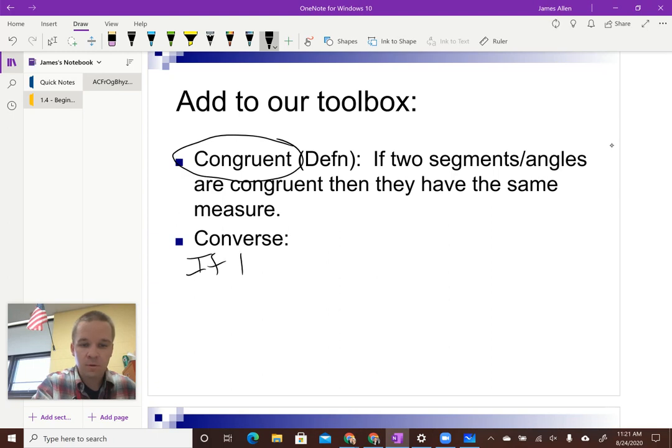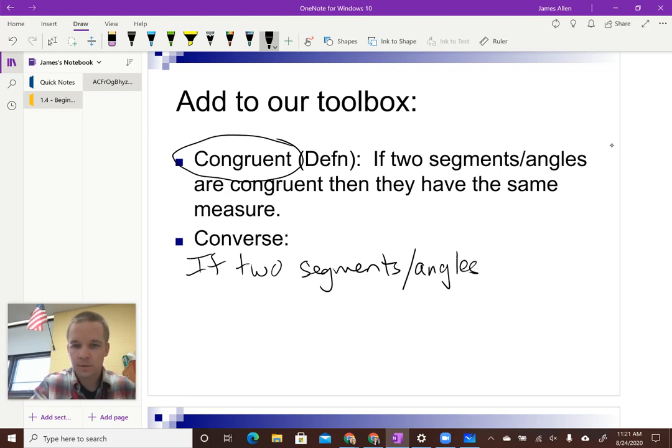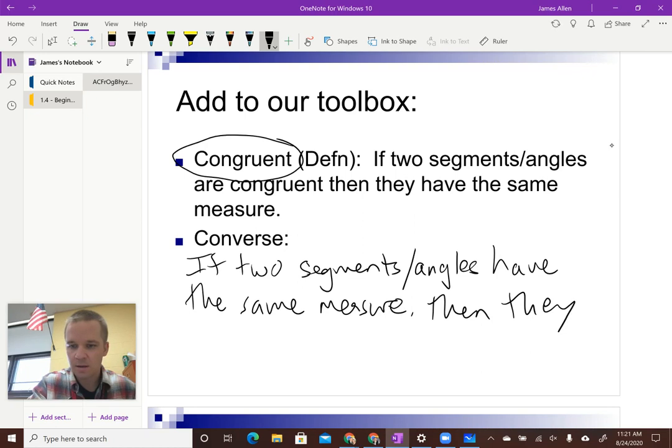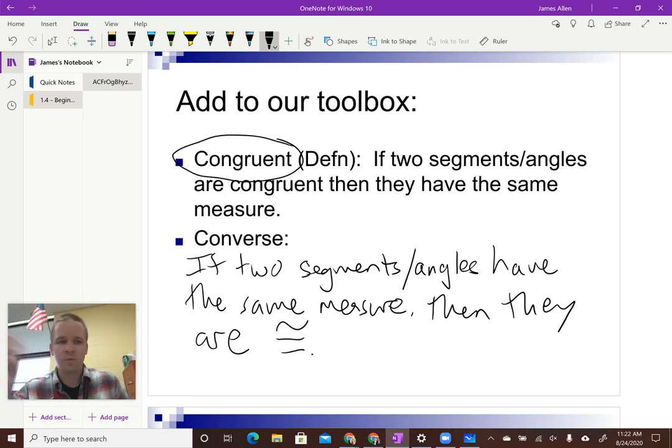if two segments or angles have the same measure, then they are congruent. Yes, and I do remember we went over congruent because I talked about the congruent sign. I never write the word out congruent. There's too many letters. That's a waste of time, in my opinion. Time is money. That ain't funny. I'm going to jot down that congruent symbol instead, okay?